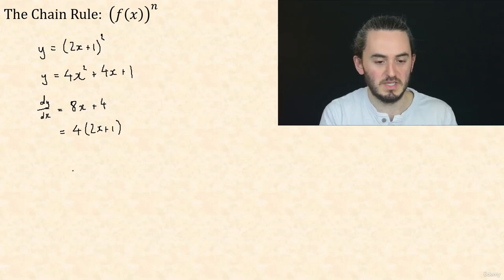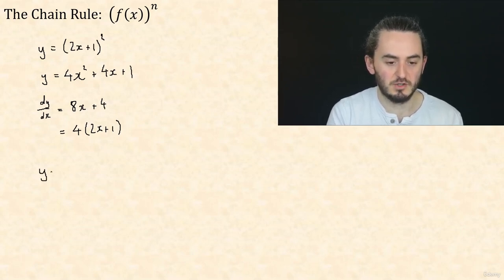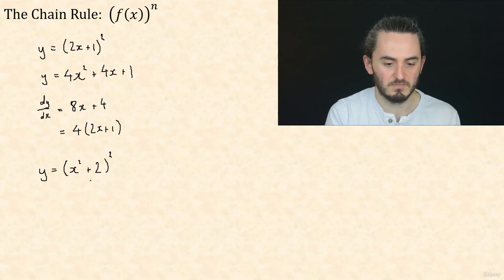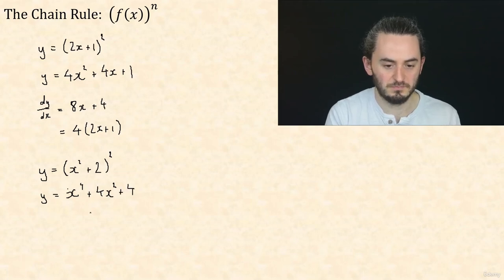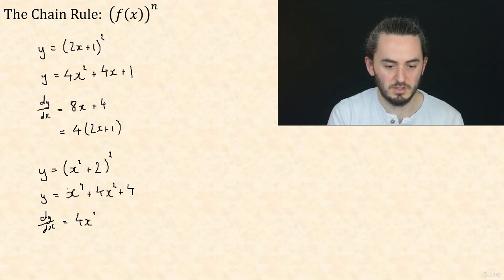All right, before I show you the rule, let's look at another case. Suppose that I had a function which was y equals (x squared plus 2) all squared. So what happens when we differentiate this? Well, using what we know so far, I could expand this and get x to the 4 plus 4x squared plus 4. And now if I differentiate, I get 4x cubed plus 8x, and that's it. If I factorize out a 4x here, I'm left with x squared plus 2.